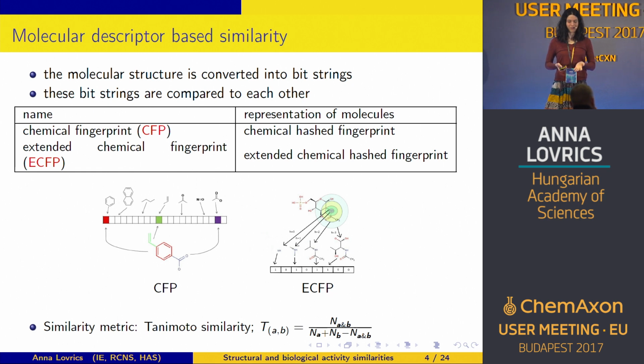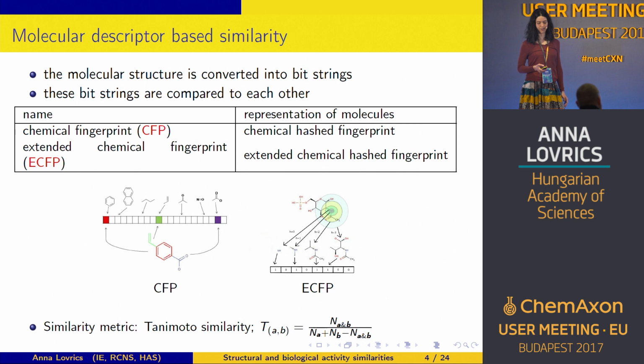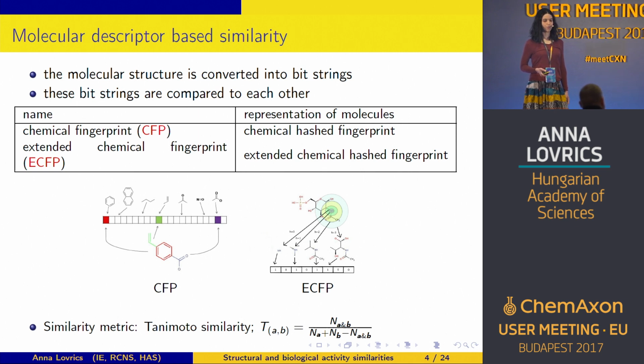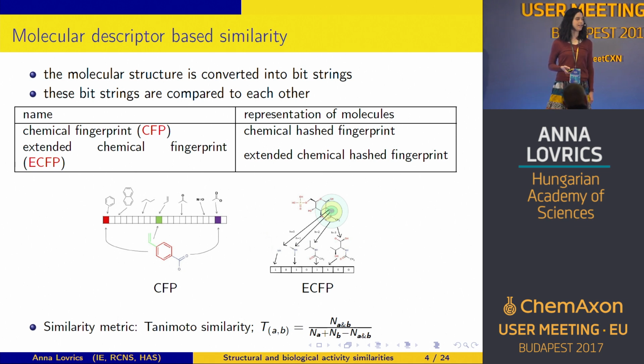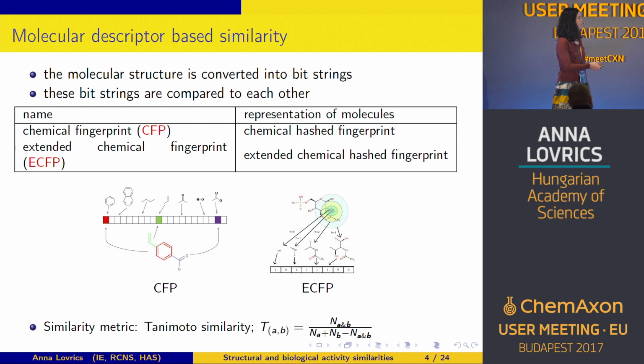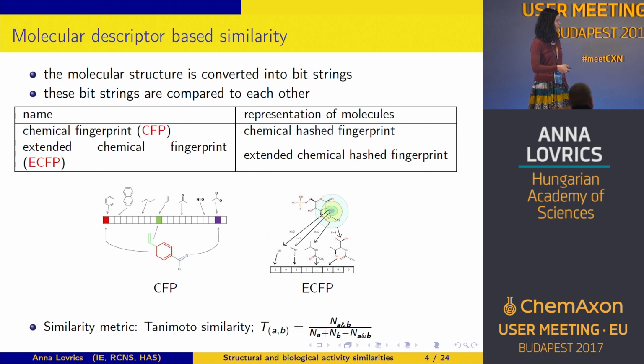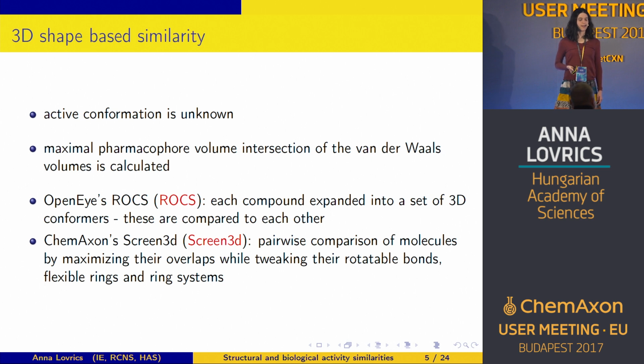Just really going through this because I guess you are all very familiar with it. For the molecular descriptor-based similarity, the molecular structures are converted into bit strings, and then these bit strings are compared to each other. I've put two examples here, the chemical fingerprint and the extended chemical fingerprint. Once the hashing algorithm has been done and there is a fingerprint, these fingerprints can be compared to each other, again using several different metrics. In our work, we have used the Tanimoto metric, which is defined here.